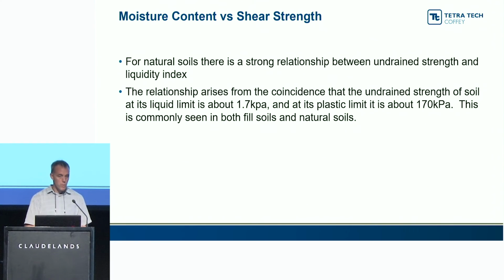There's a big relationship between moisture content and shear strength. So some of these will give you a background. As you get to the liquid limit of a soil, and it's basically collapsing and turning into a fluid, your kPa is down at 1.7. When you're at the plastic limit, which is when it rolls a nice thread and is a bit malleable, you're up at about 170 kPa.